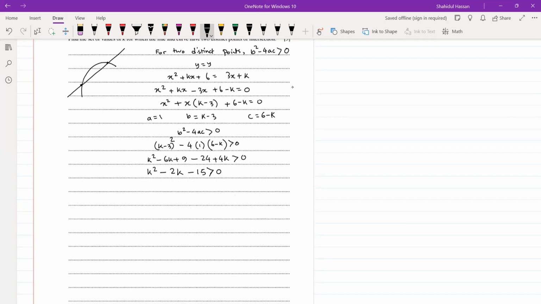Now this is a quadratic inequality. The first step of solving a quadratic inequality is considering it as equal to 0. Can you remember this statement, students?